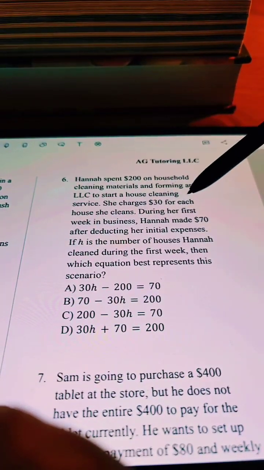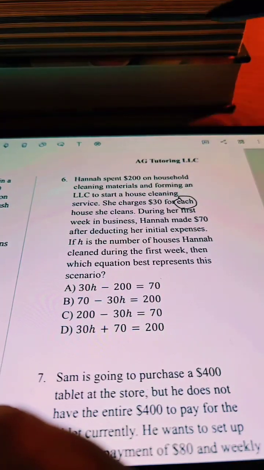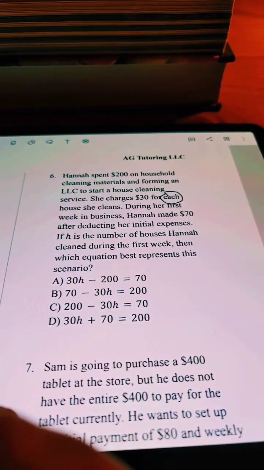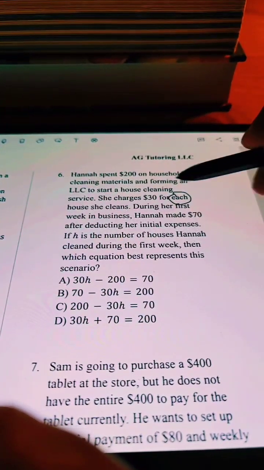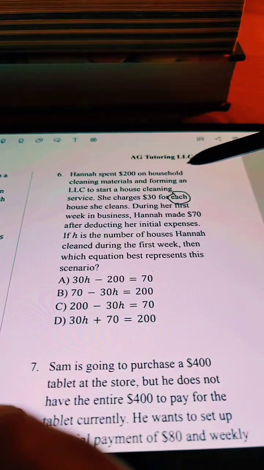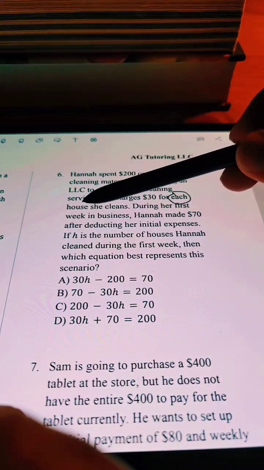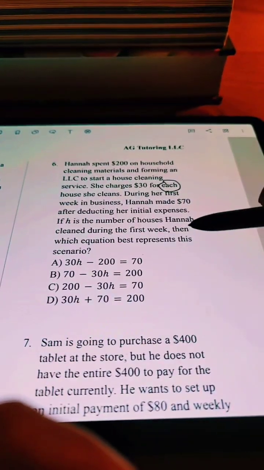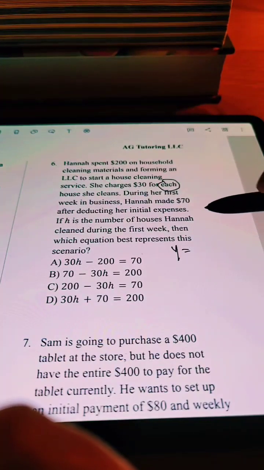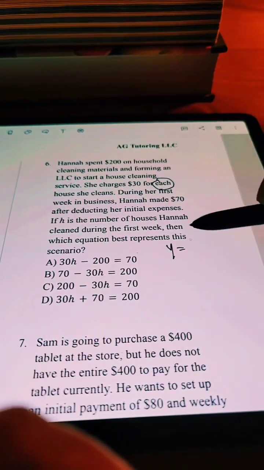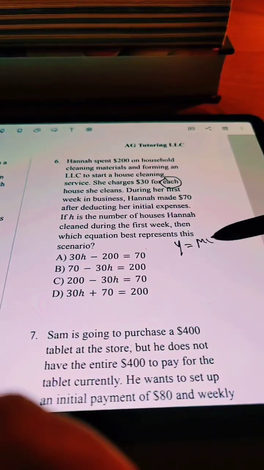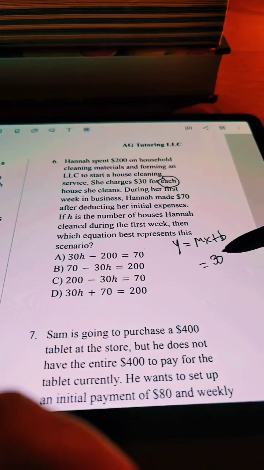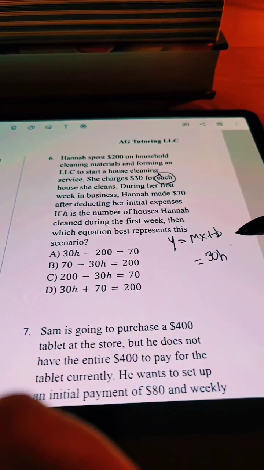So you see, $30 for each house she cleans. A lot of these, it's going to be very helpful to look for those words each, every, per when trying to figure out the slope. So here we know that 30 is going to be acting as the slope. And then after the word each, it's for each house she cleans. So the variable acting as X should be representing the number of houses. So H. So if I'm thinking in terms of y equals mx plus b, I already know that my slope is 30 and that H is acting as my X value.